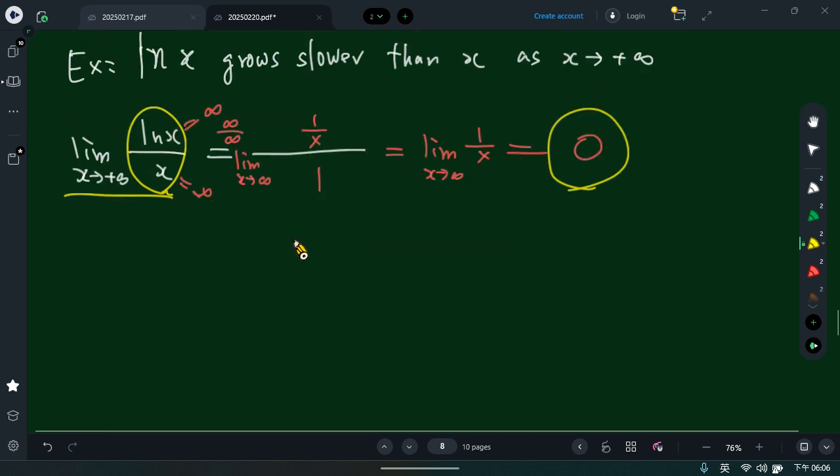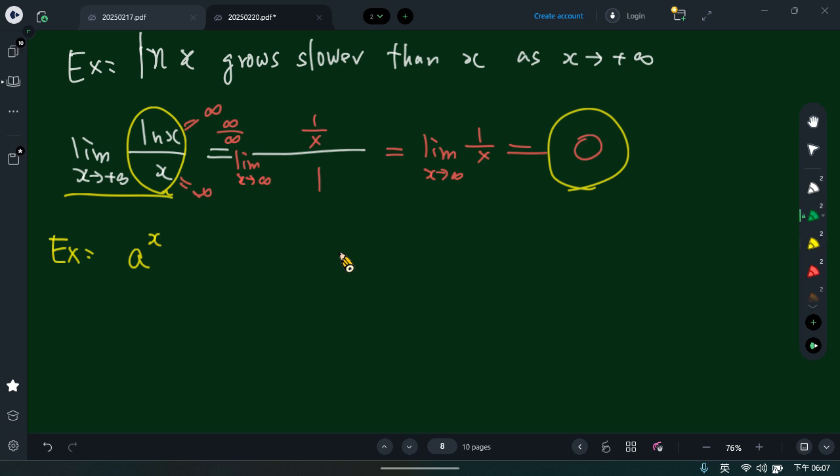And then I will show you some other example. Let's show that a to the power x grows faster than b to the power x, where a is larger than b and both of them are positive. So what should we do? What should we do if I ask you to prove this one?